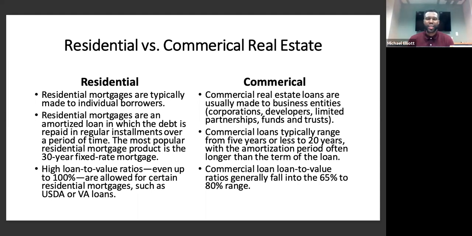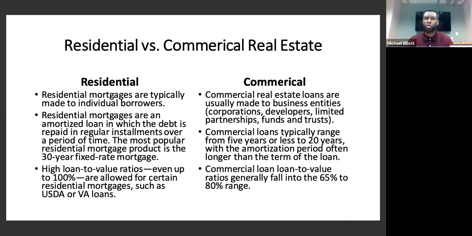Within the residential side, a lot of individuals want to stretch out that payment as long as they possibly can. Typically, a 30-year fixed rate mortgage is pretty popular. Within the commercial industry, you typically see ranges between 5 years and up to 20 years. What's a little different is they typically like to stretch out the amortization schedule so that the payment is lower, understanding that possibly they're going to have to make a balloon payment at the end.